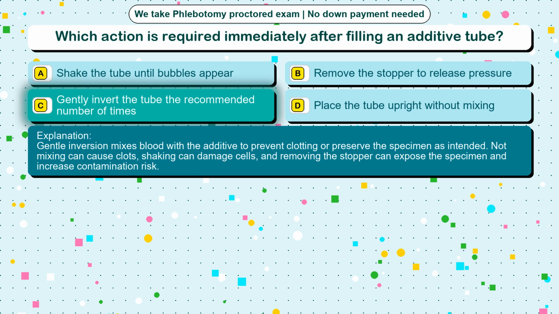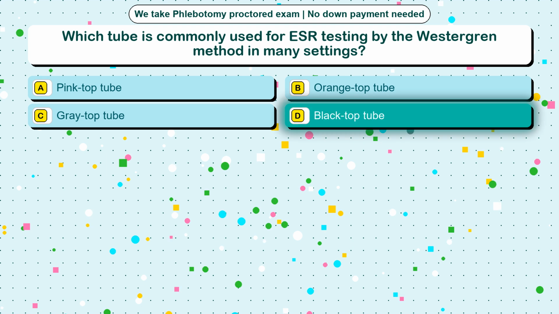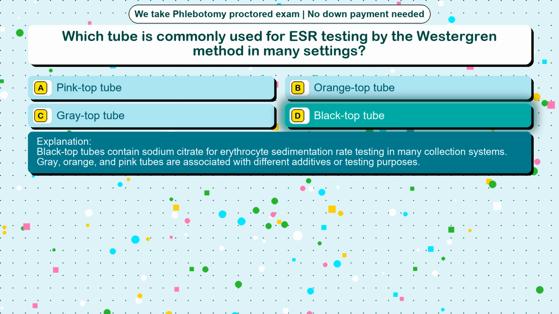Question 40. Which tube is commonly used for ESR testing by the Westergren method in many settings? Option A, pink top tube. Option B, orange top tube. Option C, gray top tube. Option D, black top tube. The correct answer is option D, black top tube. Black top tubes contain sodium citrate for erythrocyte sedimentation rate testing in many collection systems. Gray, orange, and pink tubes are associated with different additives or testing purposes.